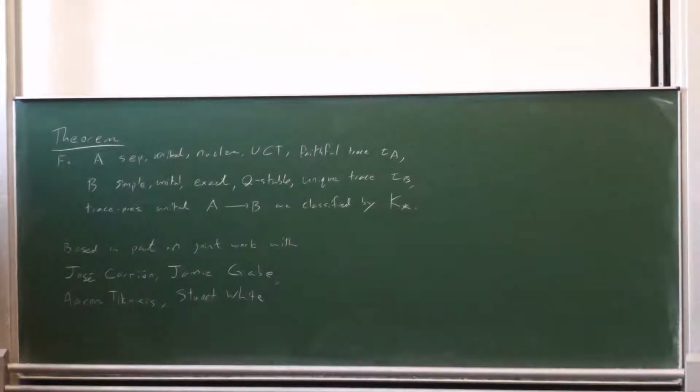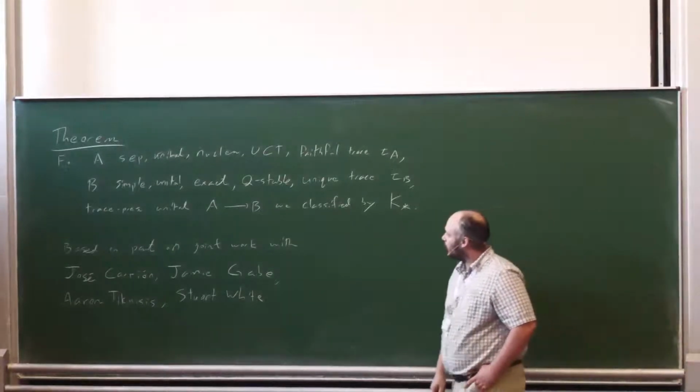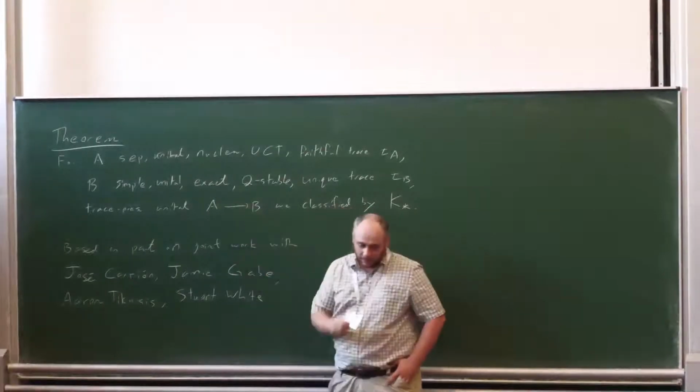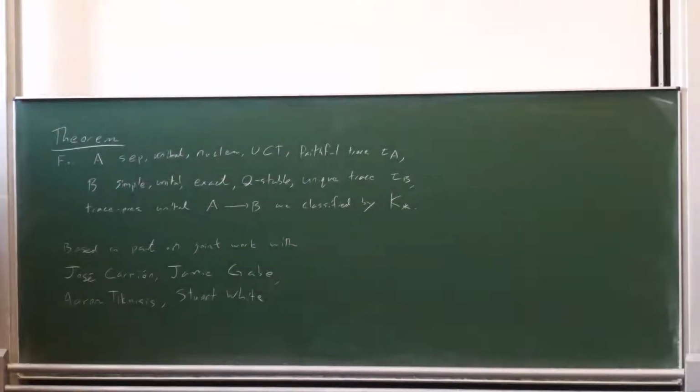I wanted to talk a little bit about how one actually goes about proving this. Where we got to last time is that it's enough to classify maps not into B, but into an ultrapower of B. So you're classifying the approximate morphisms instead of actual ones.